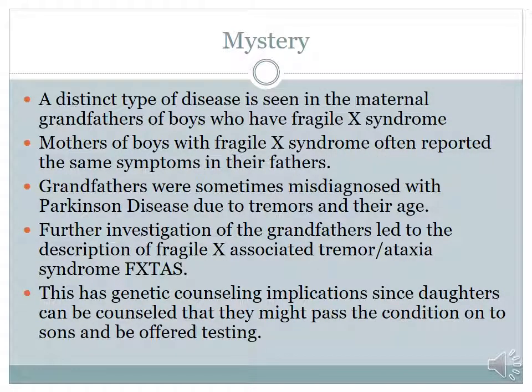There is a mystery with this disease. A distinct type of disease is seen in the maternal grandfathers of boys who have Fragile X syndrome. The mothers of the boys with Fragile X syndrome often reported the same symptoms in their fathers. Grandfathers were sometimes misdiagnosed with Parkinson's disease due to tremors and their age. Further investigation of the grandfathers has led to the description of Fragile X-associated tremor ataxia syndrome, FXTAS. This has genetic counseling implications since daughters can be counseled that they might pass the condition on to their sons and be offered testing. More is to come on this disorder.